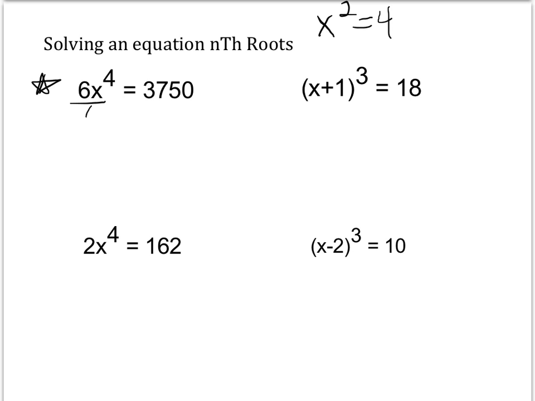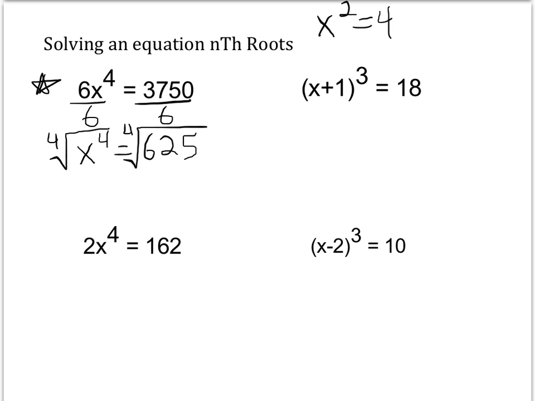So we divide both sides by 6, and we're left with x to the 4th equals 625. Now what we want to do here is take the 4th root of both sides. We're used to taking the square root of both sides, but now, since we're dealing with x to the 4th, we got to get rid of this. So now we have x alone on the left side, but now we need to take the 4th root of 625. And since it's raised to the 4th, there's a plus or minus.